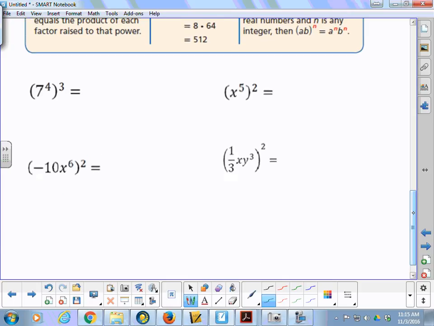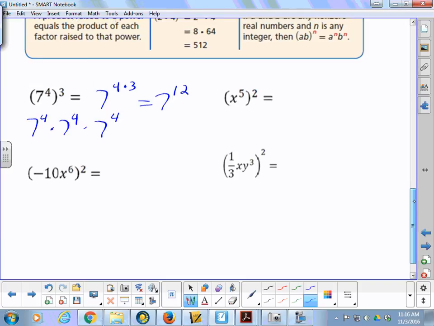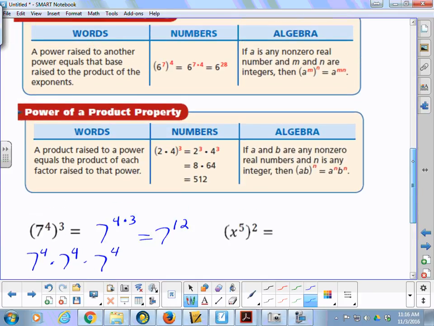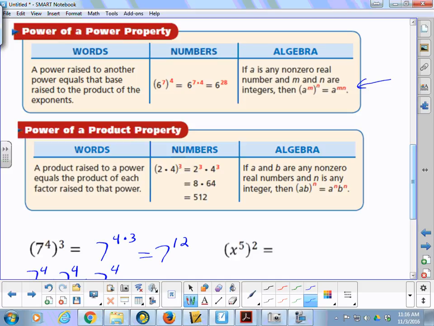So we said that this one here, 7 to the 4th to the 3rd power, well, that would be 7 to the 4th times 7 to the 4th times 7 to the 4th. All right, well, that takes us back to the product property, which says if I'm multiplying with the same base, I add the exponents. Well, how many 4s am I adding together? I'm going to add 3 4s together. Well, that just means I have 7 to the 4 times 3 power, which is 7 to the 12th power. So if we have an exponent on the outside of the parentheses, then we're going to multiply it by the exponent on the inside of the parentheses, which is the example up here. This is the power of a power property. Okay.